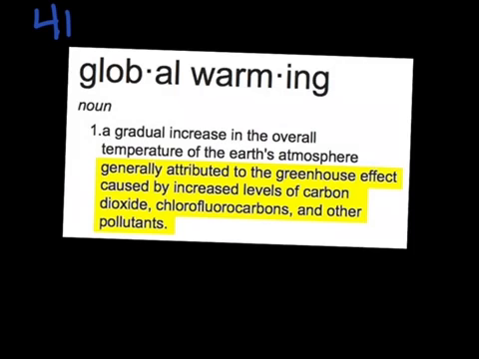So just what is global warming? It is a gradual increase in the overall temperature of the Earth's atmosphere. It is generally attributed to the greenhouse effect, caused by increased levels of CO2, CFCs, and other pollutants. So the greenhouse effect is what causes global warming. The greenhouse effect doesn't have to cause global warming, but because of human input, we believe that it is causing global warming at a faster rate than it should be and to a hotter point than it should be.